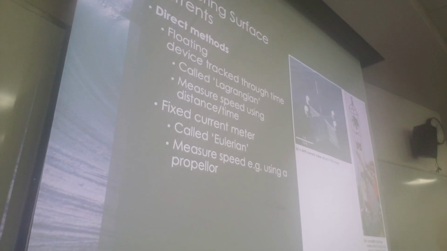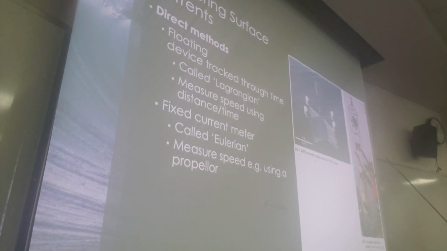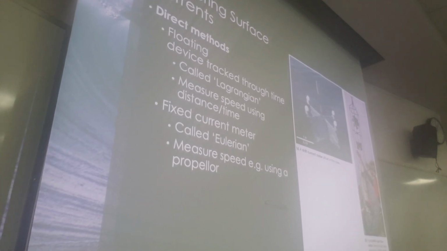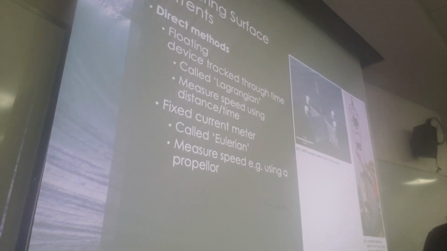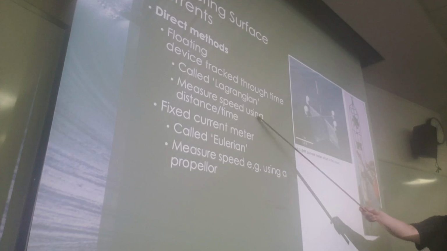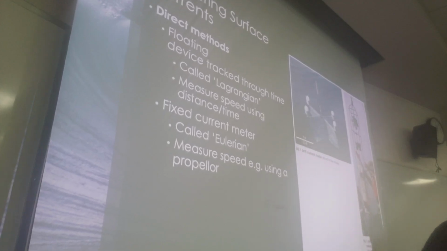And methods like that, where you have a float and the float drifts with the ocean currents, those are called Lagrangian. So Lagrangian means the instrument itself is moving and you're sampling the velocity across space. The alternative to that is called Eulerian, which is, for example, a fixed current meter. The current meter is shown here on the side. Basically it has a propeller on it, and as the current goes by, the propeller rotates, and based on the rotation rate, we can measure the current. So two broad categories of measuring currents: Lagrangian methods where something moves, and Eulerian methods where it's fixed in space.